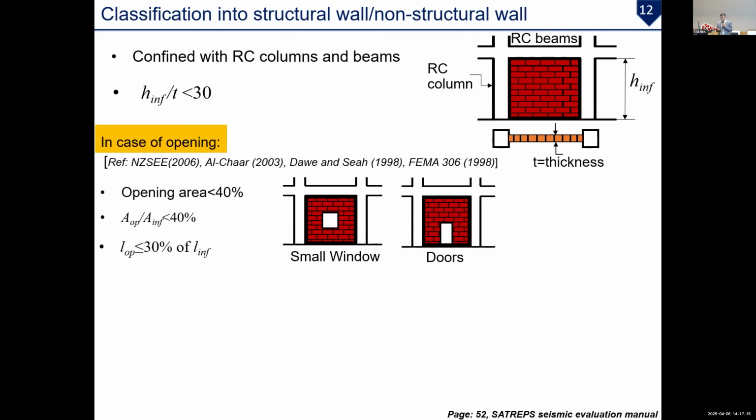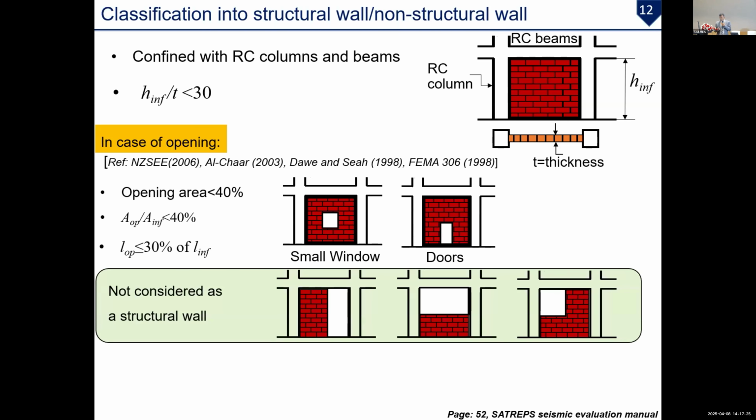In the case of openings, there is also some reduction of strength because of the opening. The opening area should be less than 40%, and there are three conditions. Also, this wall we are not considering as a structural wall, because if you see, there is an opening here, and here, and here. That's why we are not considering these walls as structural walls. It needs further research to consider them as structural walls.